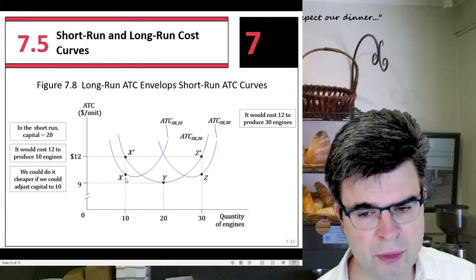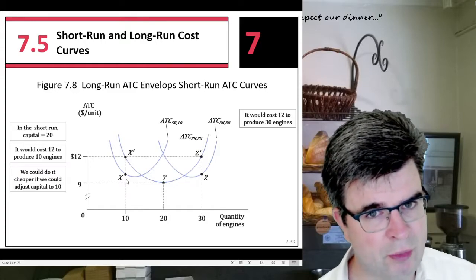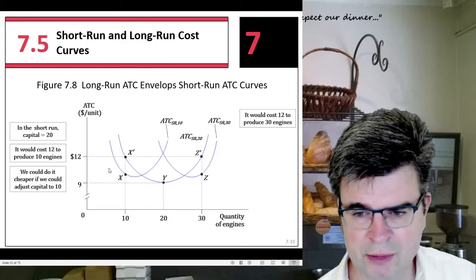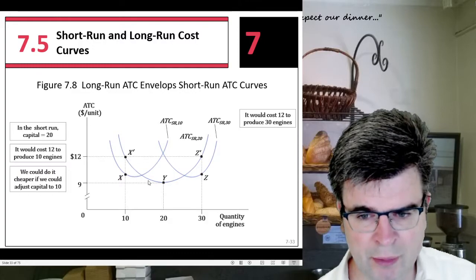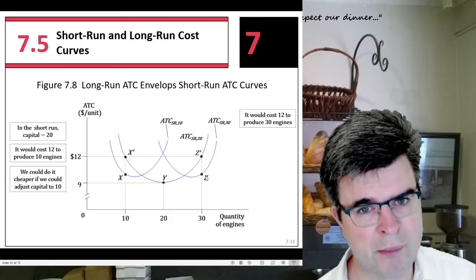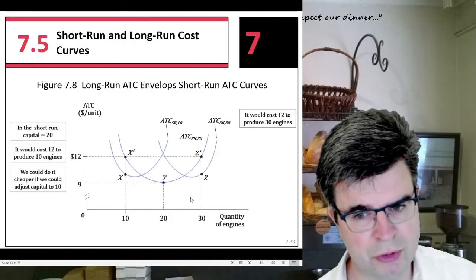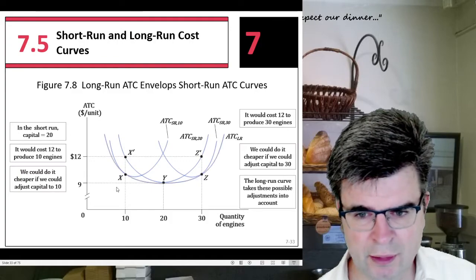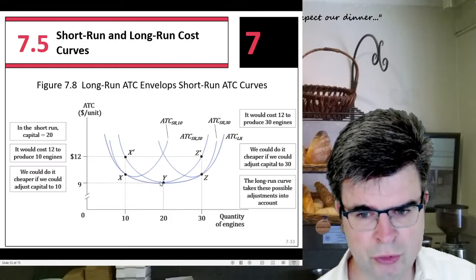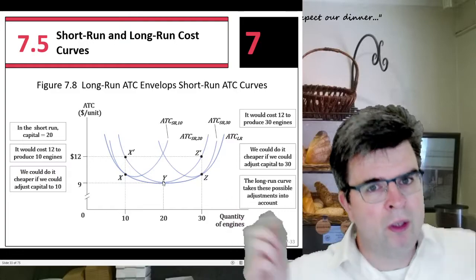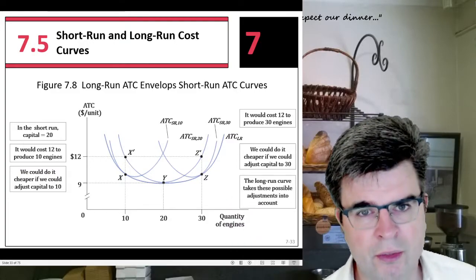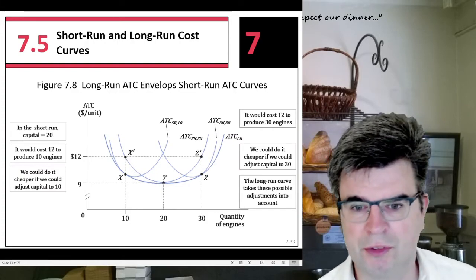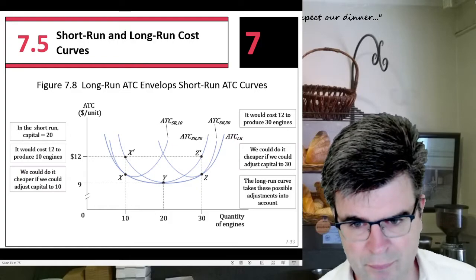And of course, we can do this not only for producing 20, 10 or 30 engines, but for all quantities of engines. And then we can connect all the minimizing points and we get the long run average total cost curve. And as you can see, the long run average total cost curve acts like kind of a bowl around the short run total cost functions. So it envelopes the short run total cost functions. And that is what is meant here.